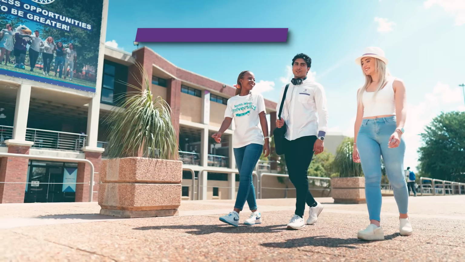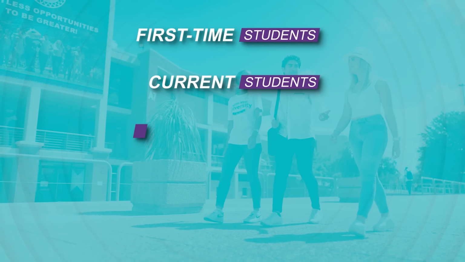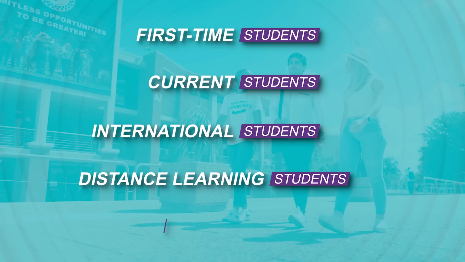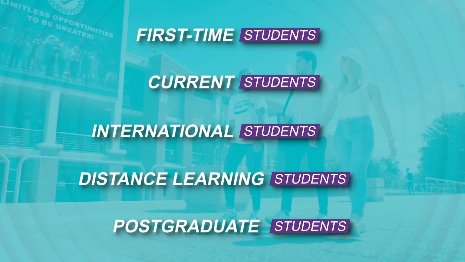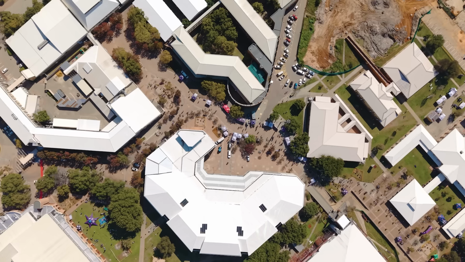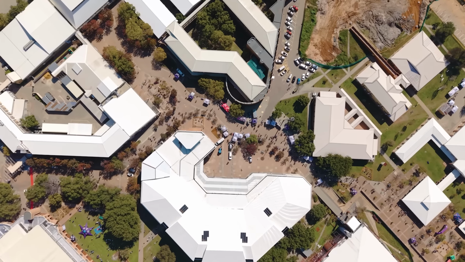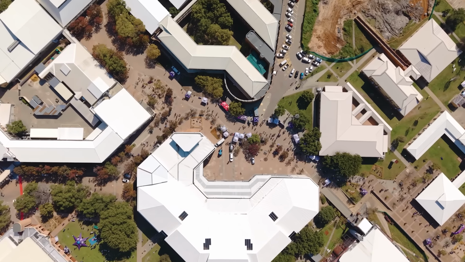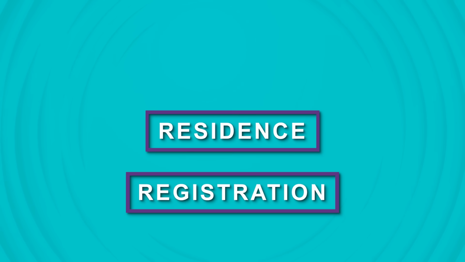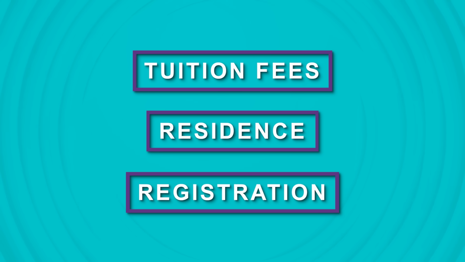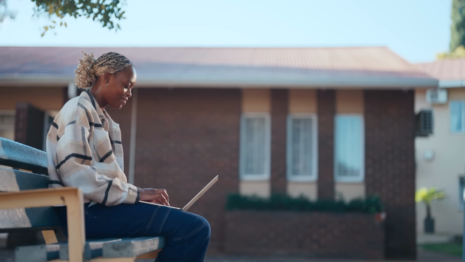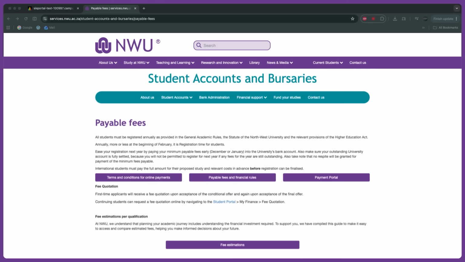While the process is similar for first-time, current, international, distance learning and postgraduate students, certain steps and requirements may differ. Please note, you can only register after your minimum payable fees are paid, which includes registration, residence, and a first payment on tuition fees. If these fees are not paid, you will remain in the registration hold until your finances are cleared. Refer to the NW Payable Fees webpage for the latest information.